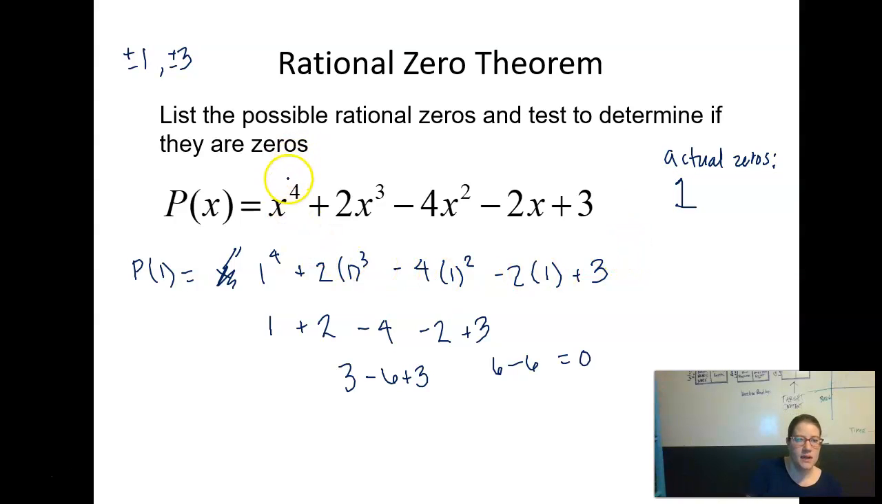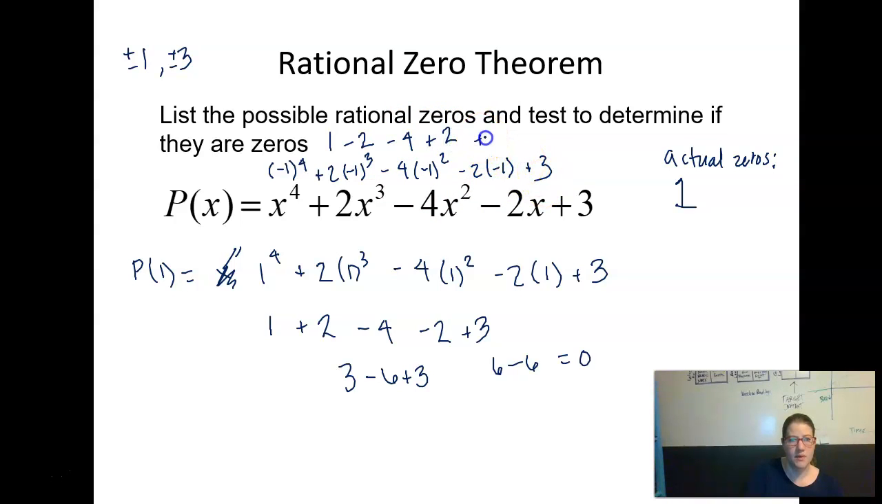If I plug -1 in here, -1 to the 4th plus 2 times -1 to the 3rd, squared, it gives me -1 to the 4th is +1. -1 cubed is -1 times 2, which is -2. -1 squared is a +1 times -4. -2 times -1 is +2. And we have +3. So if I add up all the positive numbers, 1, 2, 3, 4, 5, 6, 6 minus 6 is 0. So another actual 0 is -1.